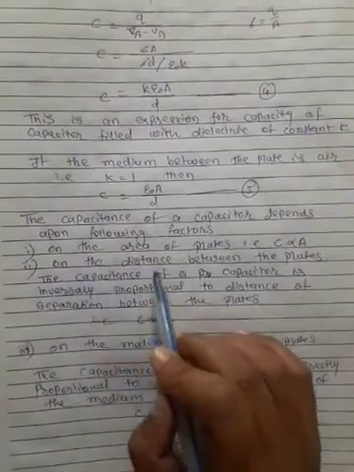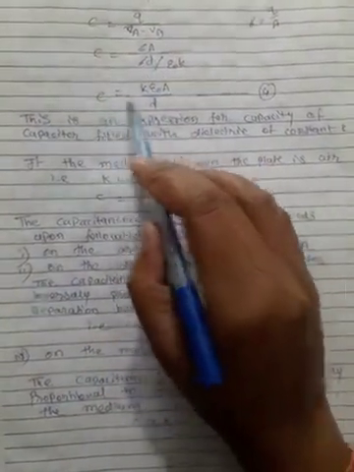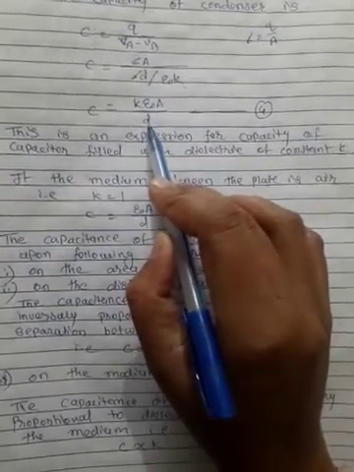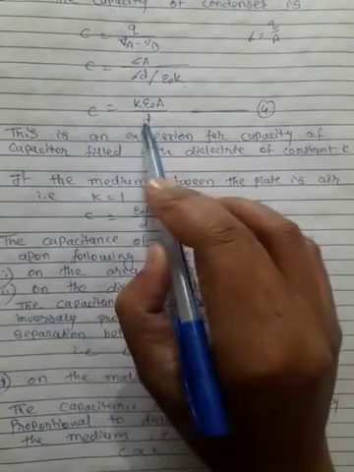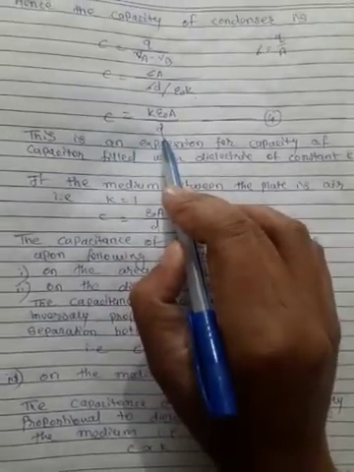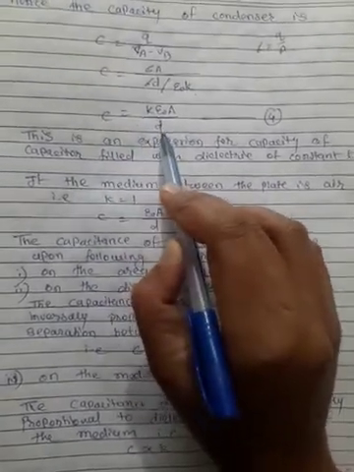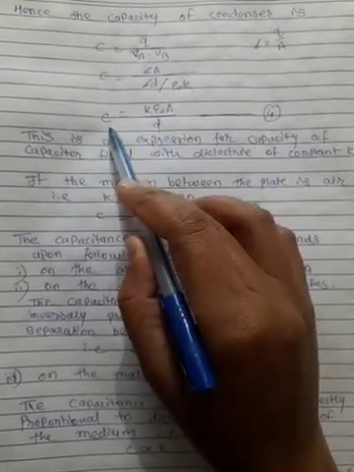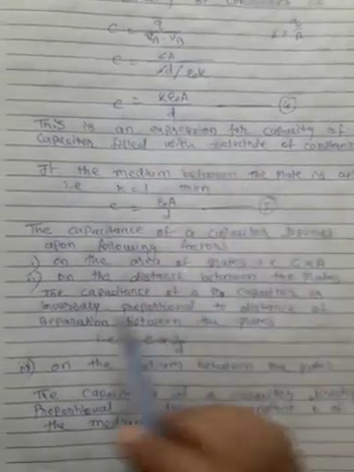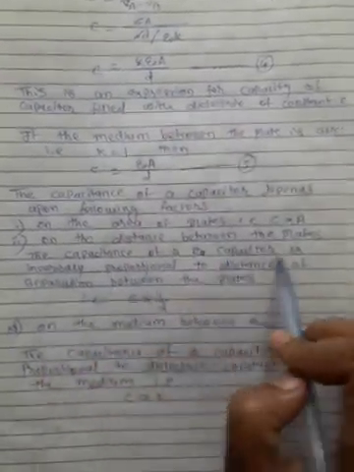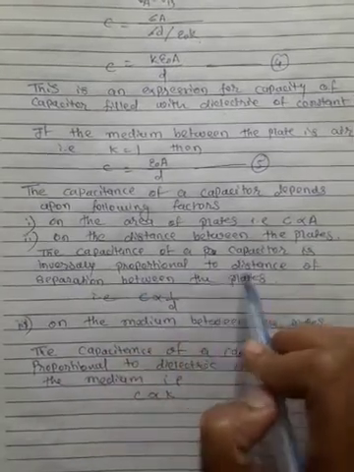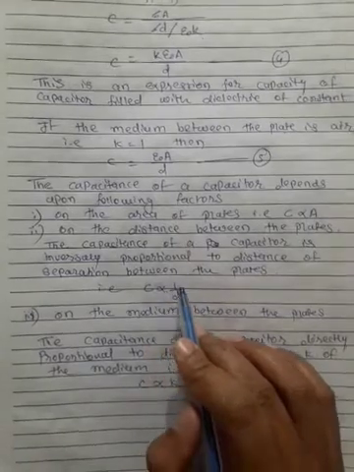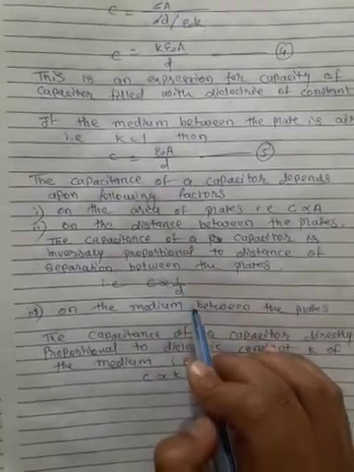Second, C also depends on d, the distance between the plates, but C is inversely proportional to d. It means that if the distance between the two plates decreases, the capacitance of the capacitor increases, and vice versa. The capacitance is inversely proportional to the distance of separation between them, that is, C is directly proportional to 1 by d.